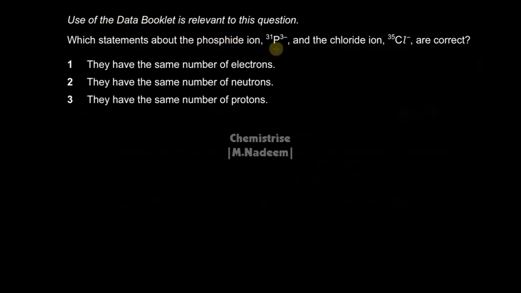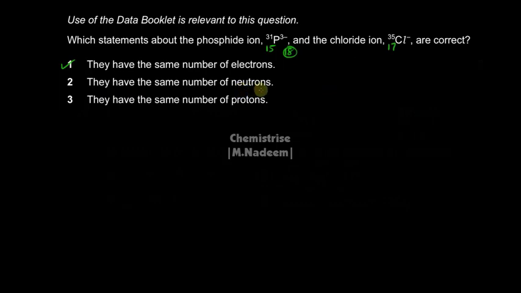In the next question, we again have to use the data booklet, and we have two ions, the phosphide ion and the chloride ion, and we have to see which statements are correct about these two ions. The first statement says they have the same number of electrons. Phosphorus has proton number 15, and chlorine has 17. So the electrons in the phosphide ion would be 15 plus 3, which is 18, while the chloride ion has 17 plus one more electron. So they have the same number of electrons. Yes, it is right, because they both contain 18 electrons.